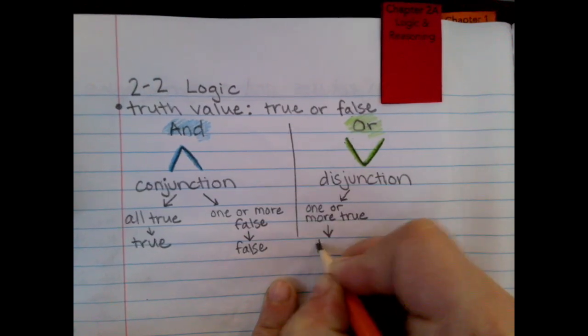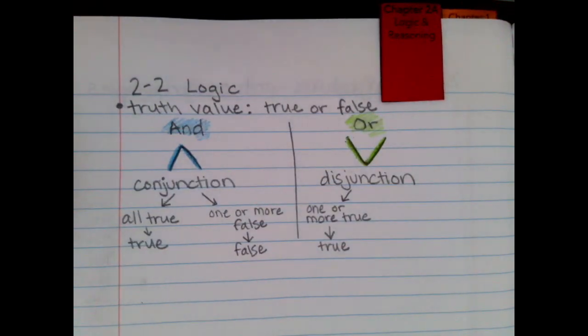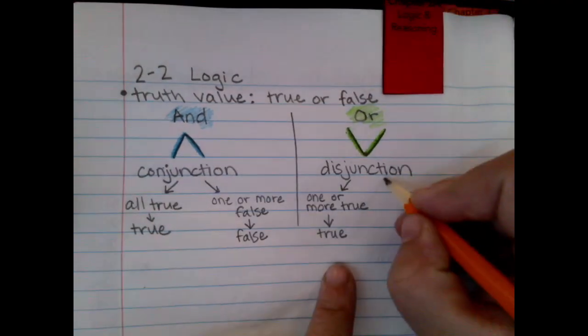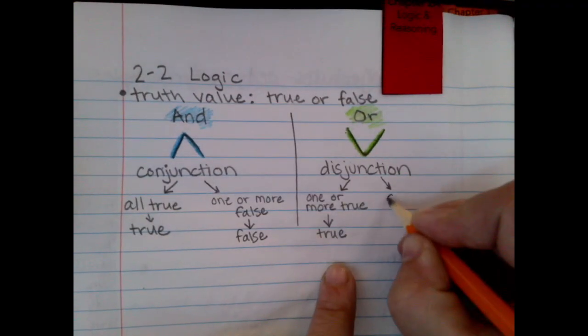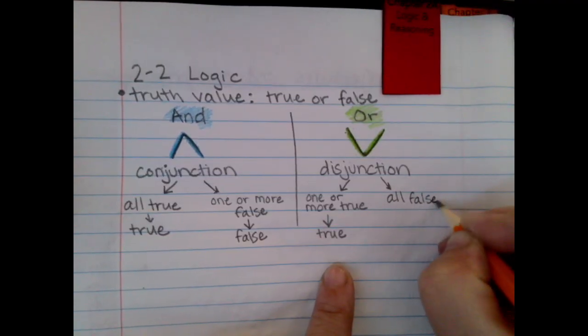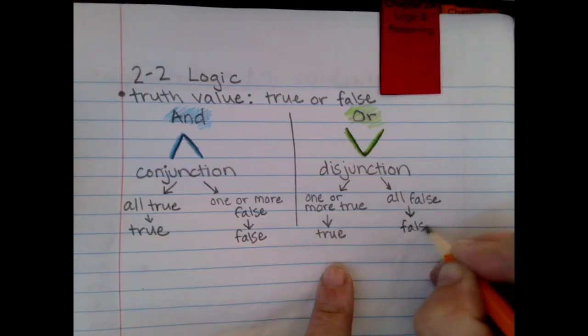That makes it true. So only one part of it has to be true. All of them can be true. But in order for it to be true, you just need one of the things to be true. The only time an or does not work, that it would be false, is if they are all false. If you did none of the things, all of them are wrong, then the whole thing would be wrong. The whole thing would be false.